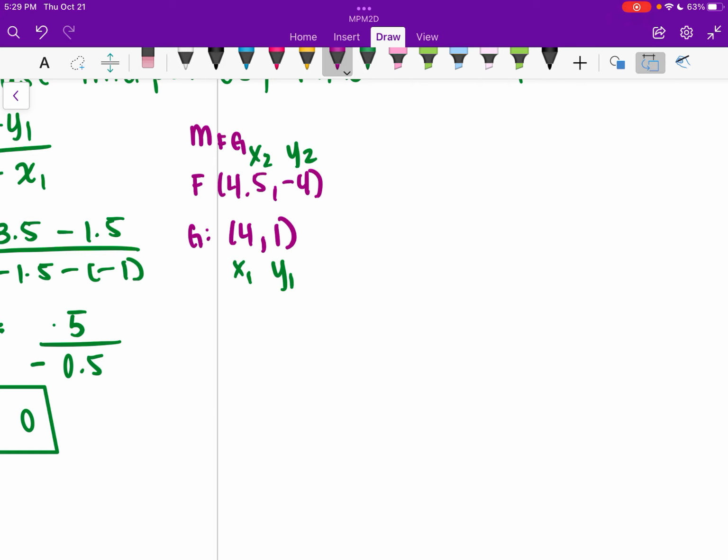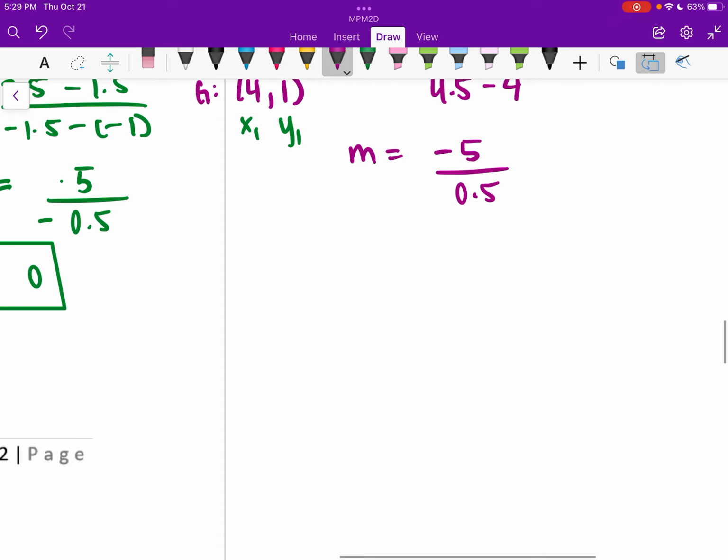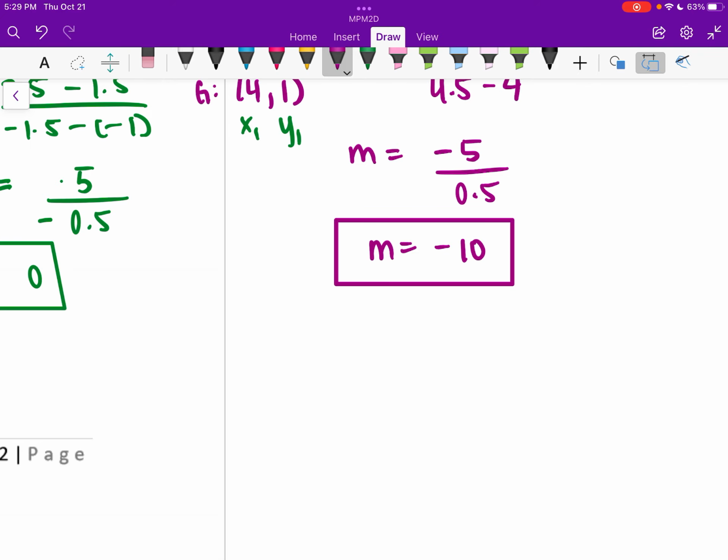So then I have y2, which is negative 4 minus 1, x2, which was 4.5, minus x1, which was 4, right? And that's going to give me my slope. So slope is equal to negative 4 minus 1. It's just going to be negative 5. 4.5 minus 4 is just going to be 0.5. So negative 5 divided by 0.5 is going to give me negative 10. So those two are the same. So those two are parallel to each other.